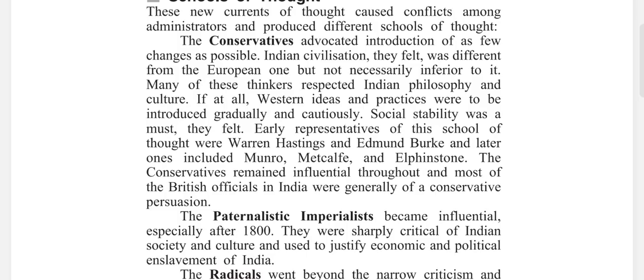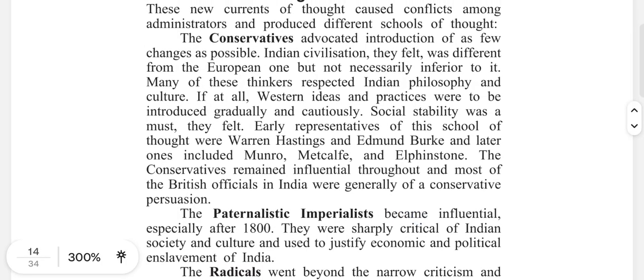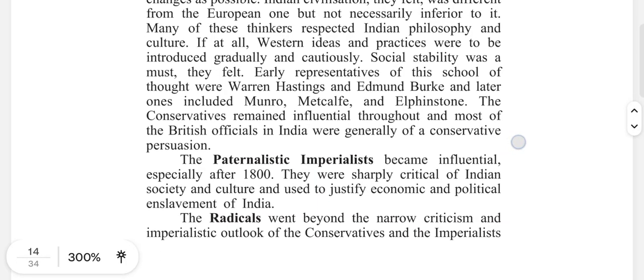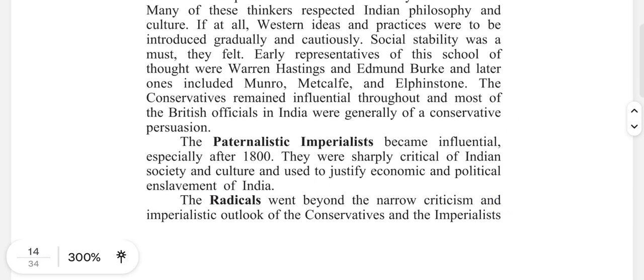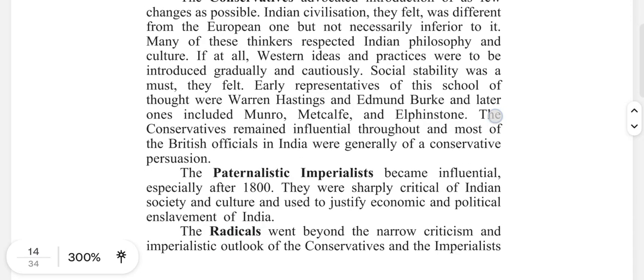The paternalistic imperialists became influential, especially after 1800. They were sharply critical of Indian society and culture, and used this to justify the economic and political enslavement of India. The radicals went beyond the narrow criticism and imperialistic outlook of the conservatives and the imperialists, and applied advanced humanistic and rational thought to the Indian situation. They thought that India had the capacity to improve, and that they must help the country do that. They wanted to make India a part of the modern progressive world of science and humanism, and therefore advocated the introduction of modern Western science, philosophy, and literature. Some of the British officials who came to India after 1820 were radicals.